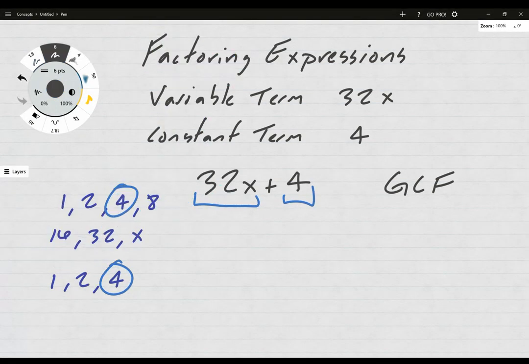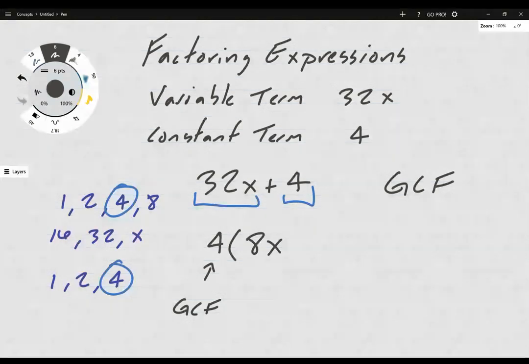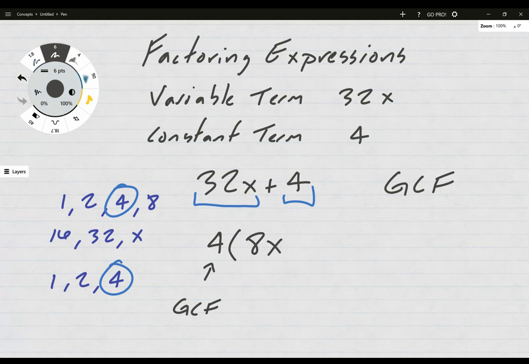So 32x divided by 4 is going to give me 8x on the inside. Now this number right here, that is our greatest common factor. When we're factoring, the greatest common factor is on the outside of the parentheses. You're taking it out. So now I have my 32x divided by 4 gives me 8x. This is addition, so it's going to stay addition. 4 divided by my greatest common factor is 1. And then I close it back up.